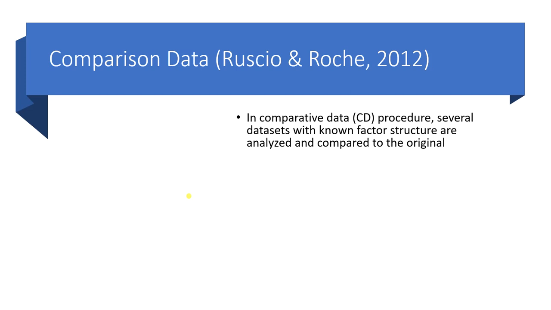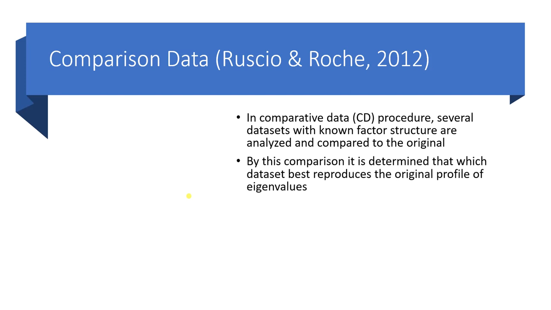Recall the parallel analysis. In parallel analysis, the data sets generated from random numbers are analyzed. They do not have any known factor structure. So in contrast to parallel analysis, the CD procedure analyzes several data sets but with known factor structures. Some data sets may have a two factor solution, some a three factor solution, four factor solution, like this. And then this is compared with the original one.